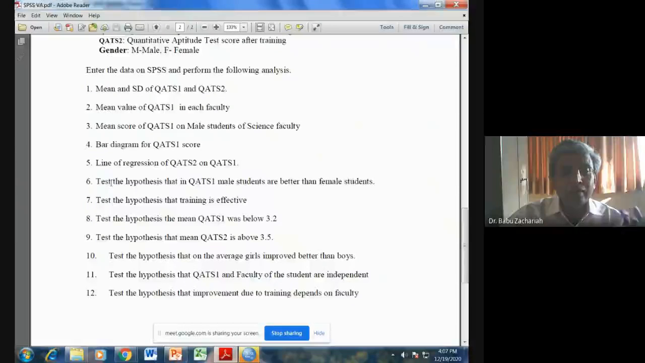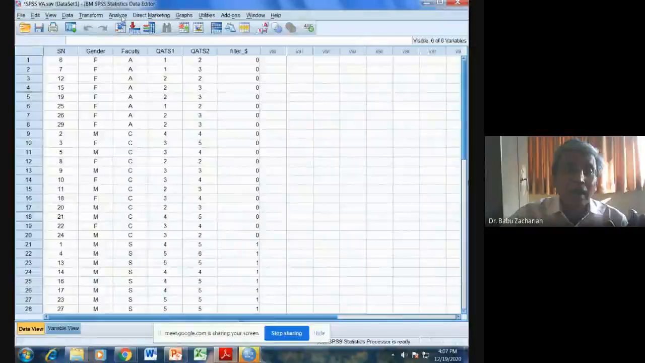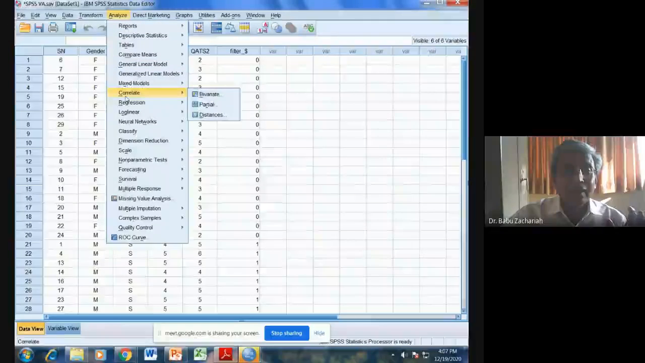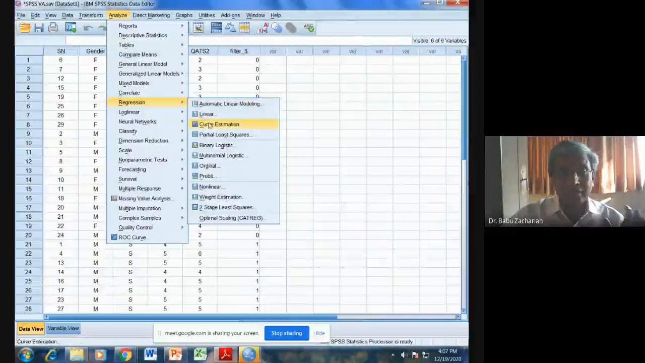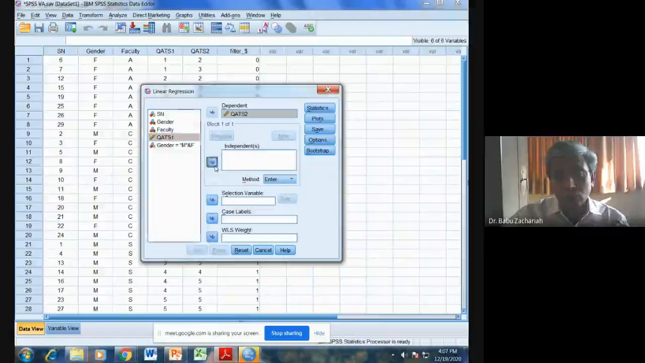Next one, the line of regression of QATS2 on QATS1. So come to this. Analyze, Regression, Linear. The dependent variable is QATS2. The independent variable is QATS1. And click OK.